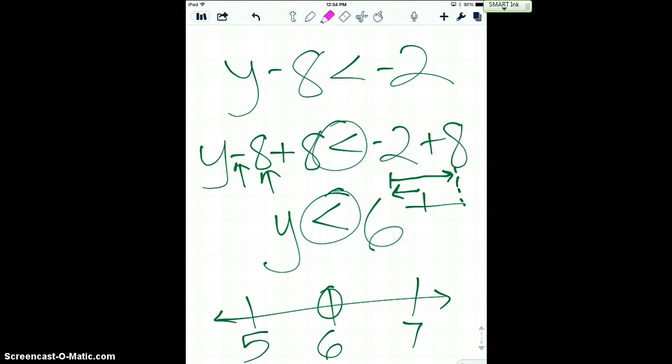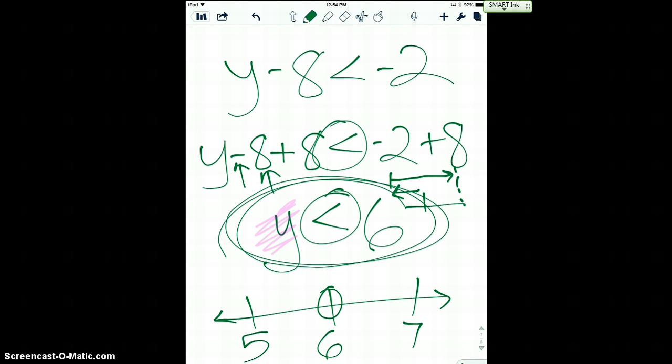And then what numbers are less than 6? Where are we shading? To the right or to the left? Okay, that's for you to figure out. And then I also want you to check it. And you'll tell me if your check worked and if you had to end up changing your solution set.